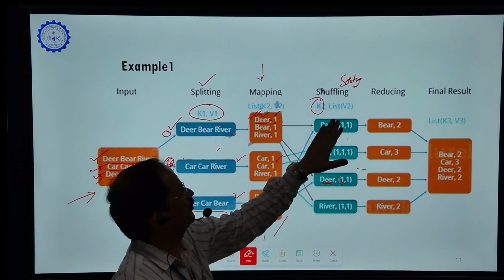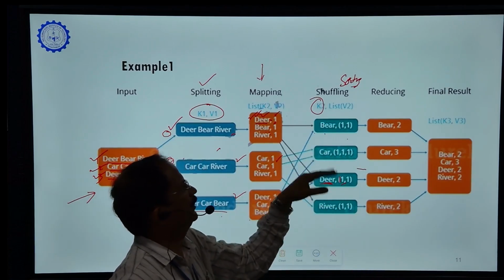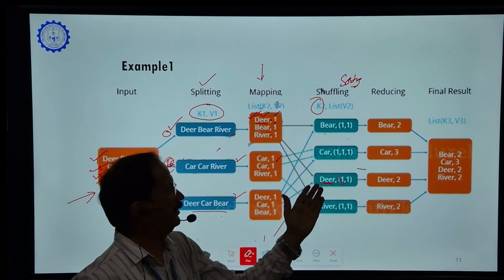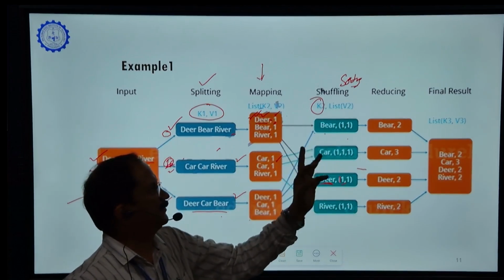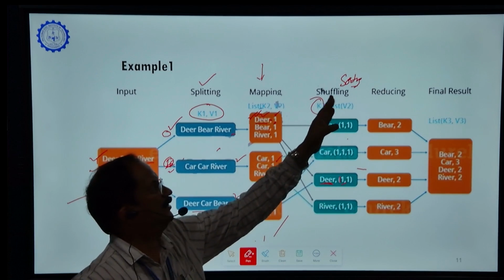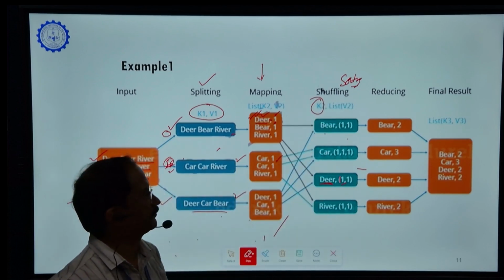Once it is shuffled, sorting is required. The sorting is alphabetical, as you know: beer is first, then car, deer, and so on. So here shuffling and sorting is completed.